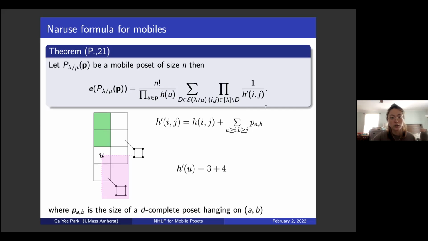We just need to redefine the definition of hook for this particular poset. So the hook now is: take the original hook of the element and whatever extensions, the arm extensions of the D-complete posets that you have, you will add those sizes to your hook length. So here we have this hook. This D-complete poset is outside of that arm region, so we don't have to count that. This one is, so we would be counting the size of this D-complete poset, which is 4. So the new hook length of this element would be now 7.